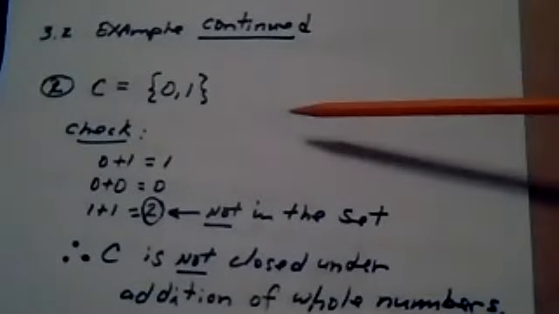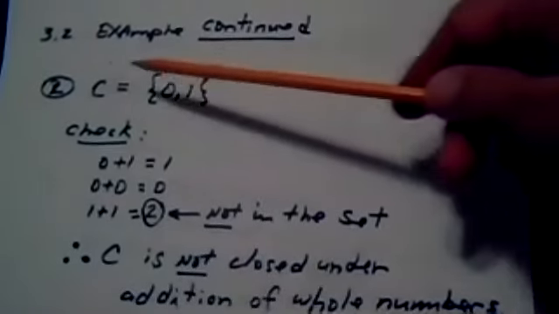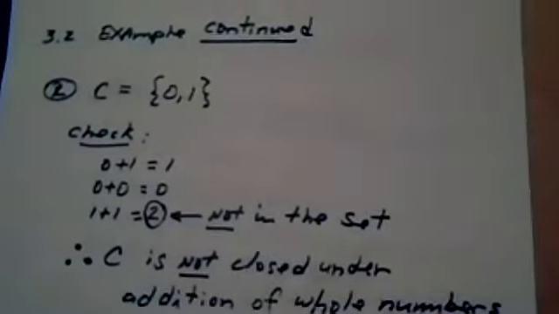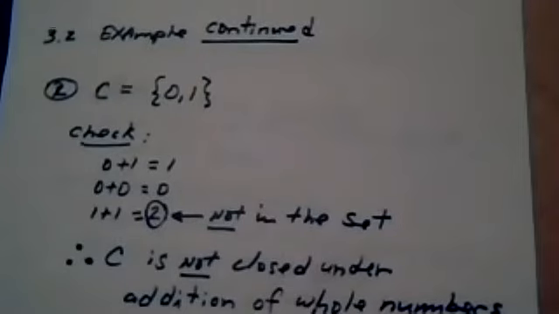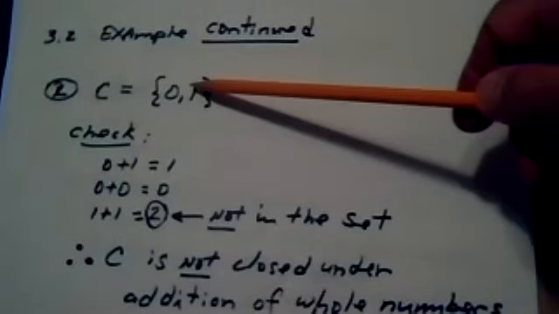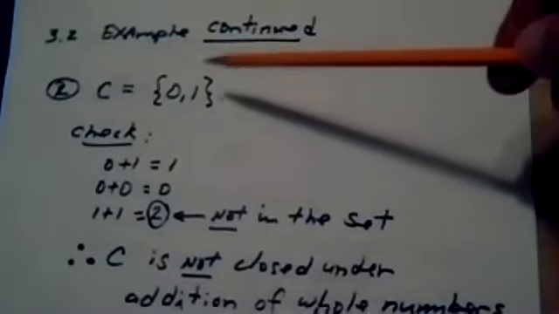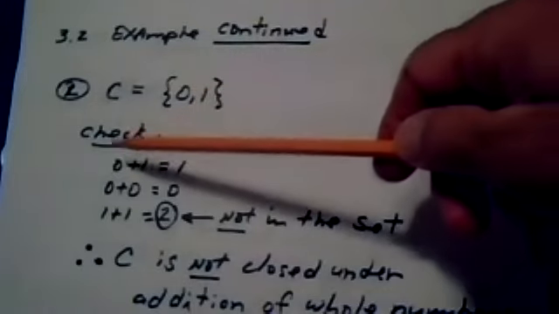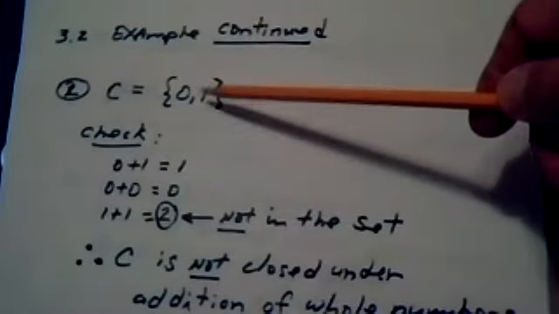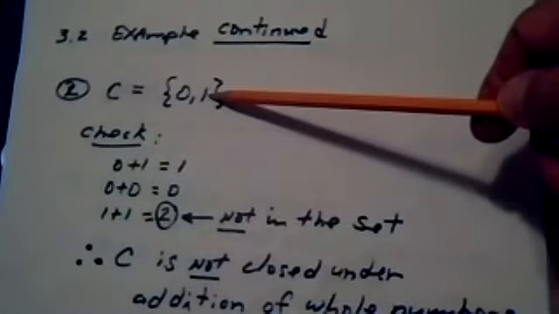Here's another example, same question. Is set C closed under addition of whole numbers? So I should be able to add these numbers and end up with a number that's in that group. And you could pick the same number. So 0 plus 0 is 0. I'm still in this group. 0 plus 1 is 1. I'm still in this group. How about 1 plus 1?